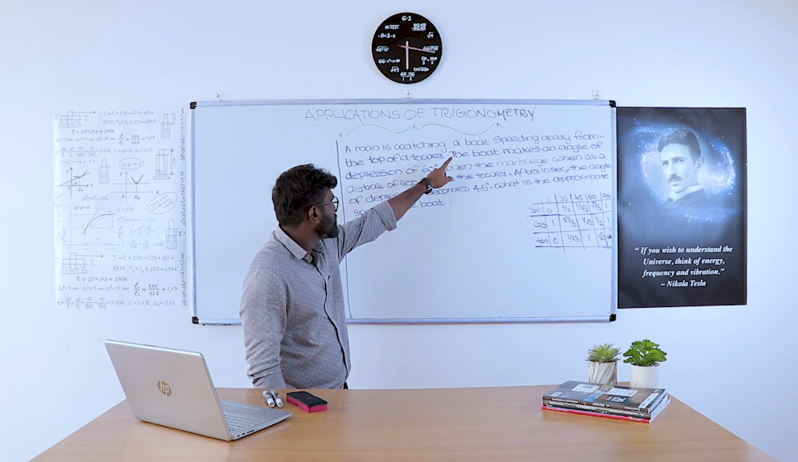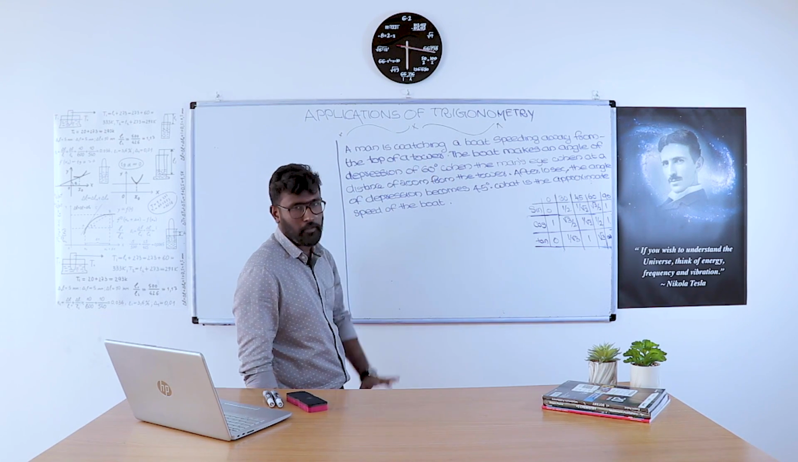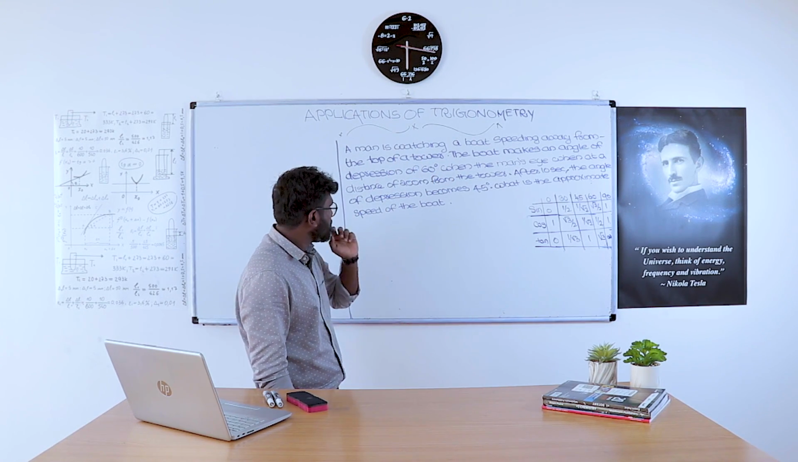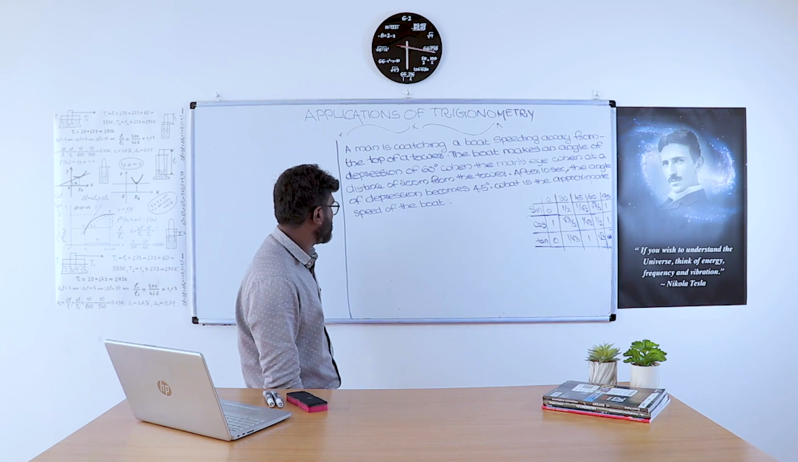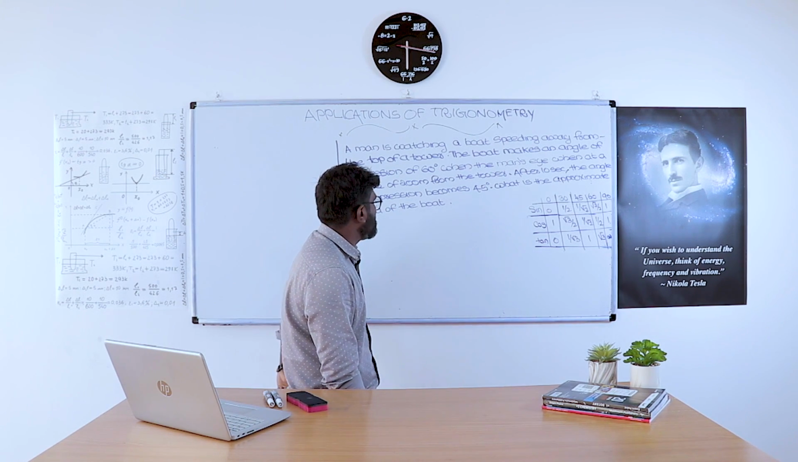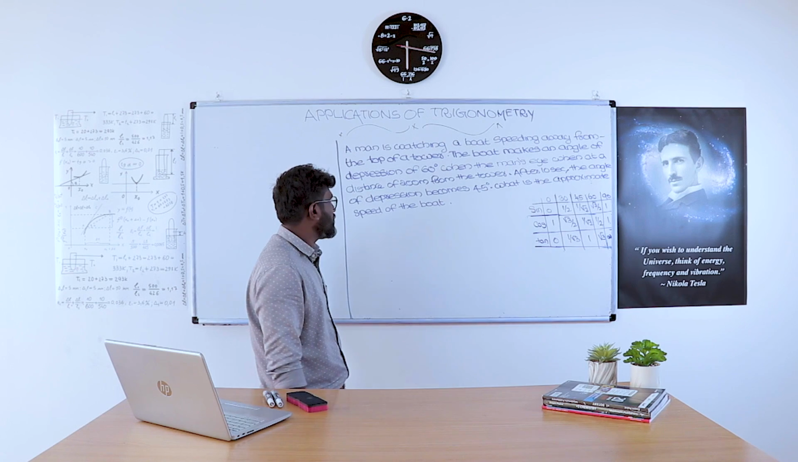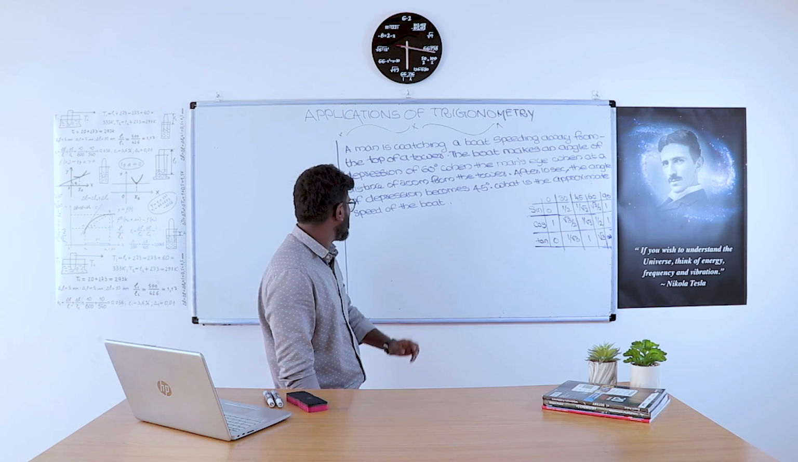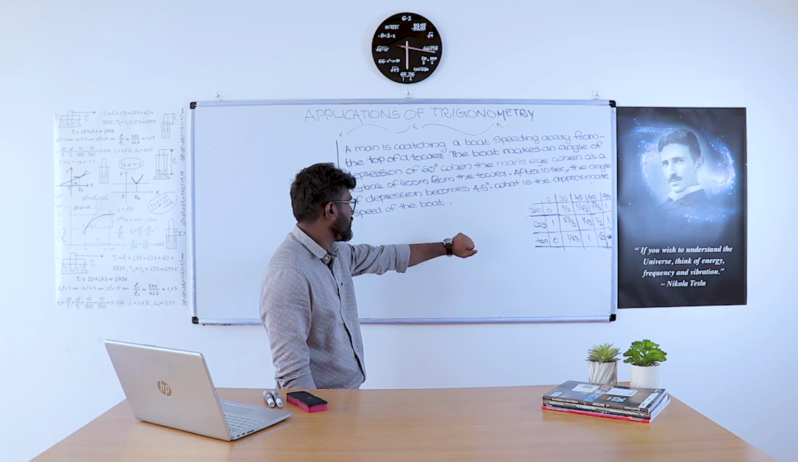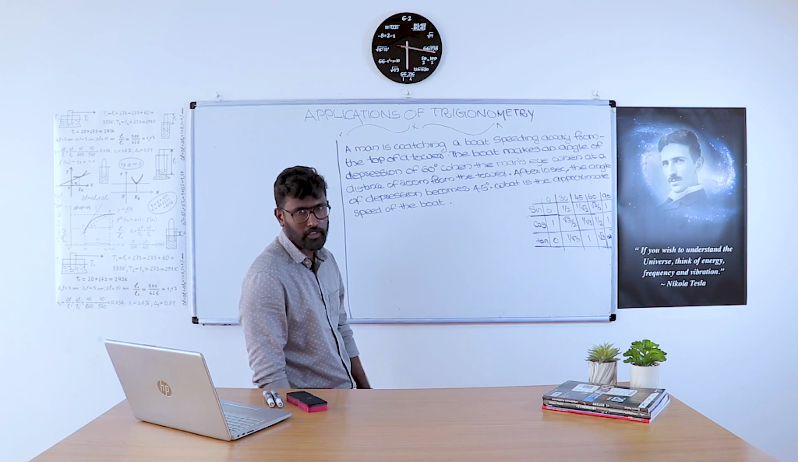A man is watching a boat speeding away from the top of a tower. The boat makes an angle of depression of 60 degree when the man's eye is at a distance of 200 meters from the tower. After 10 seconds, the angle of depression becomes 45 degree. What is the approximate speed of the boat?